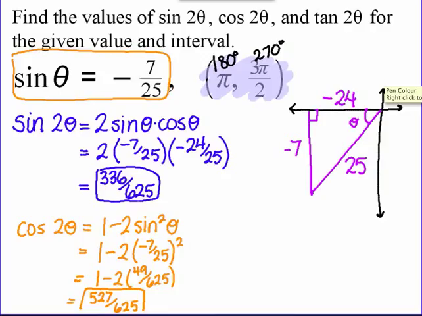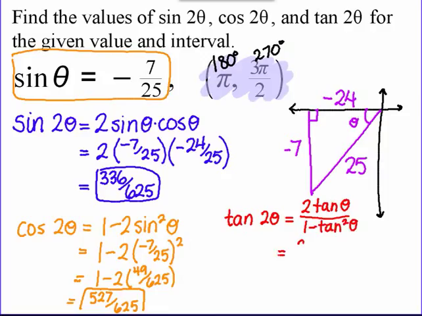Now what we need to do is find what tangent of 2 theta is. So tangent of 2 theta equals what? What was the formula? 2 tan theta over 1 minus tan squared theta. So 2 tangent theta is going to be 2 times tangent, which is 7/24, divided by 1 minus 7/24 squared.